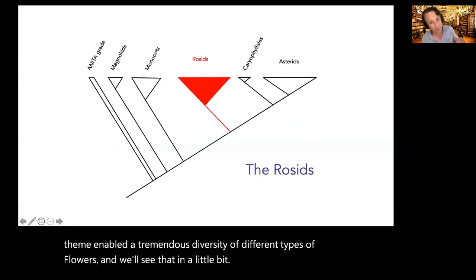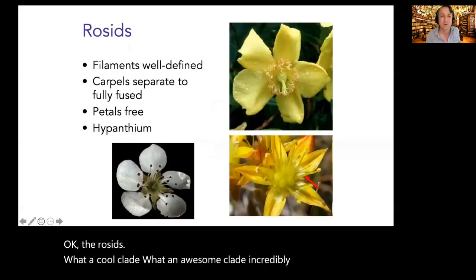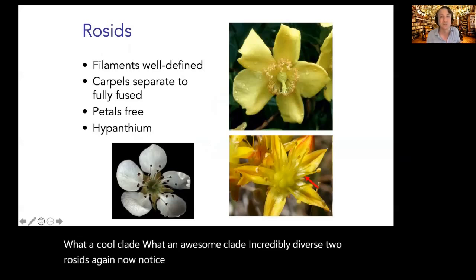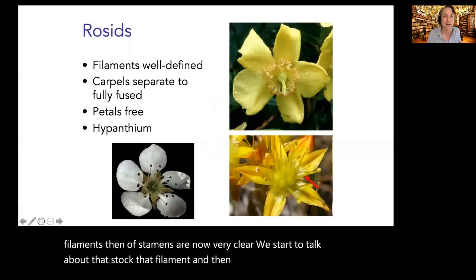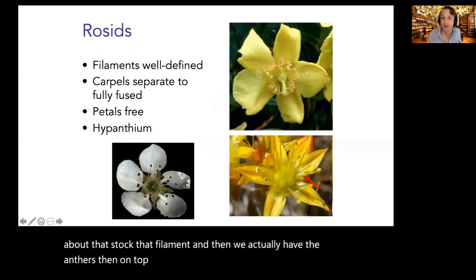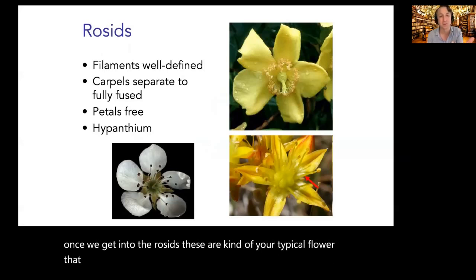Okay, the rosids. What a cool clade. What an awesome clade. Incredibly diverse too. Rosids, again, now notice flower parts in 4s and 5s. The filaments of stamens are now very clear. We start to talk about that stalk, that filament, and then we have the anthers on top. Filaments are really well defined. And so once we get into the rosids, these are your typical flower that you learn in your introductory botany class, right? These are well-organized flowers.